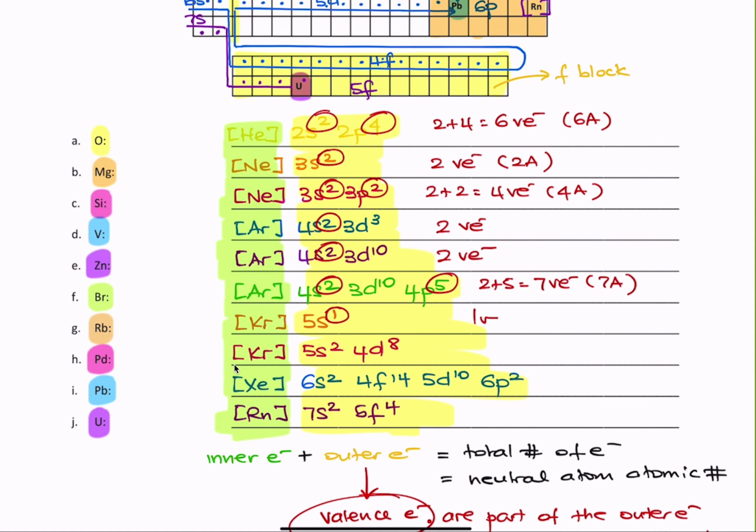Rubidium, 1 valence electron, 1A. Palladium, transition metal, 2 valence electrons. Lead, 2 plus 2, 4 valence electrons, group 4A. Uranium, which is an actinide, so only 2 valence electrons, doesn't belong to the main group elements.